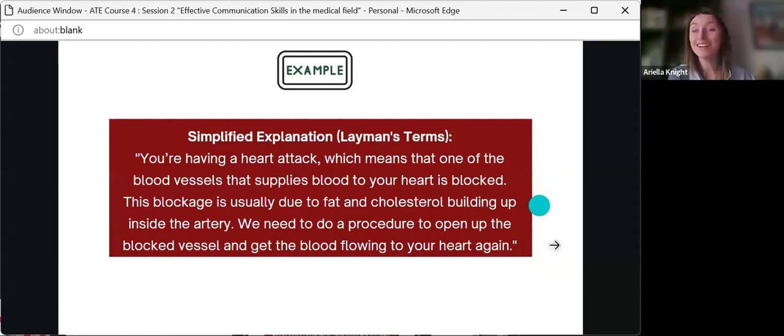So the simplified explanation, or the layman's terms, are: you're having a heart attack, which means that one of the blood vessels that supplies blood to your heart is blocked. The blockage is usually due to fat and cholesterol building up inside the artery. We need to do a procedure to open up the blocked vessel and get blood flowing to your heart again.